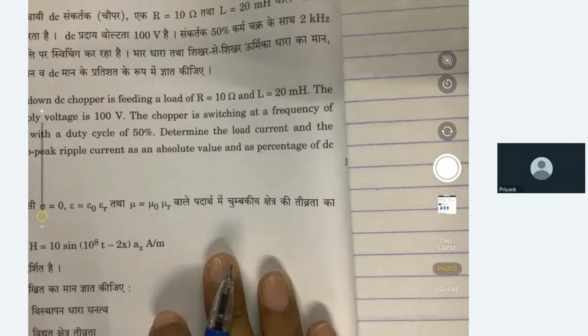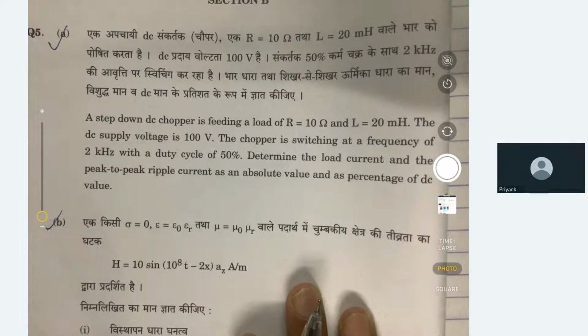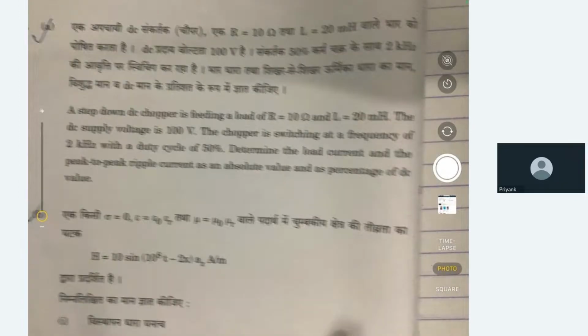I'm reading the question. A step down DC chopper is feeding a load R equal to 10 ohm and L equal to 20 millihenry. DC supply voltage is 100 volt, and the chopper is switching at a frequency of 2 kHz with a duty cycle of 50%. Determine the load current and peak to peak ripple current, as an absolute value and as a percentage of the DC value.